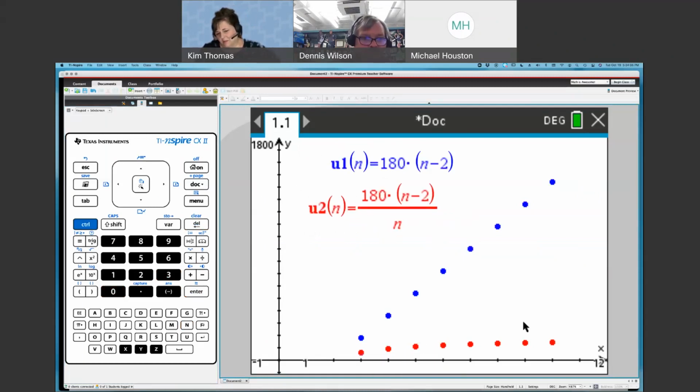It might look linear. Is it linear? Does anybody know?